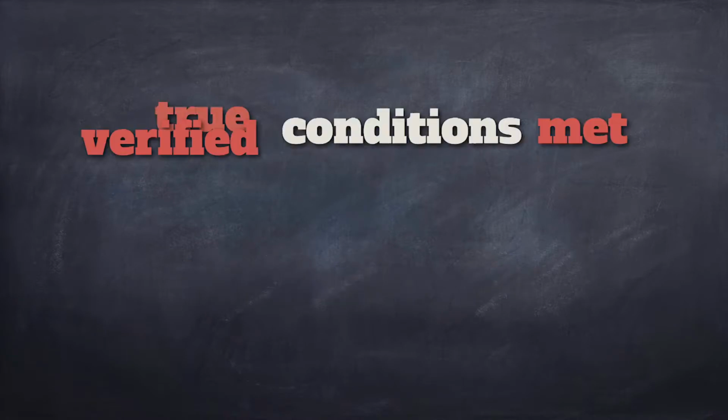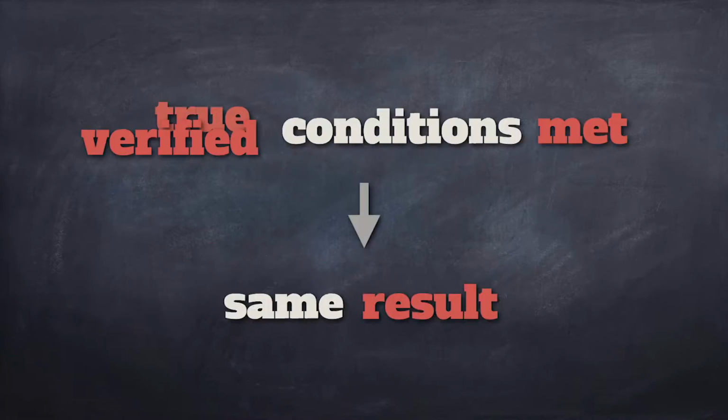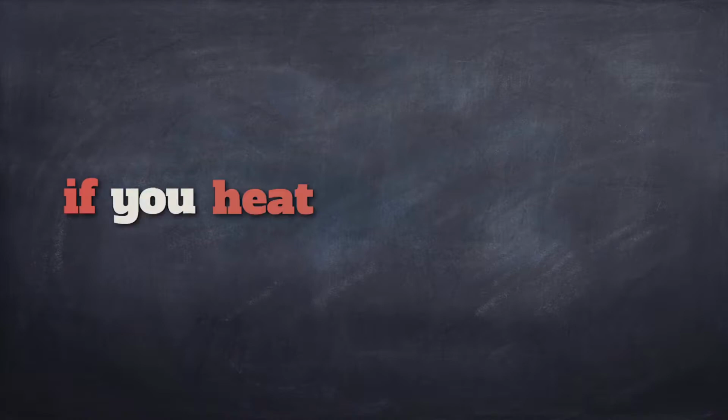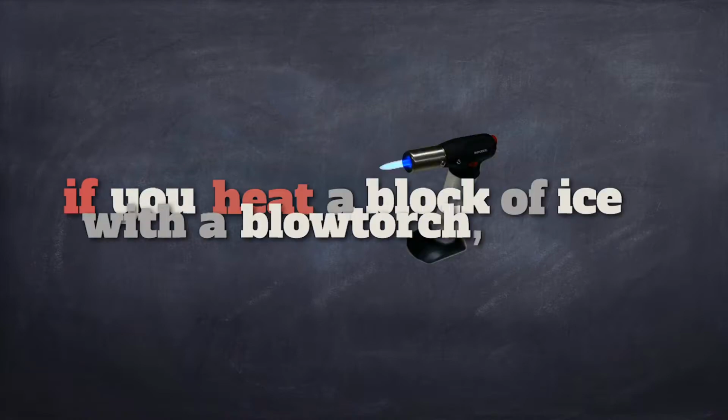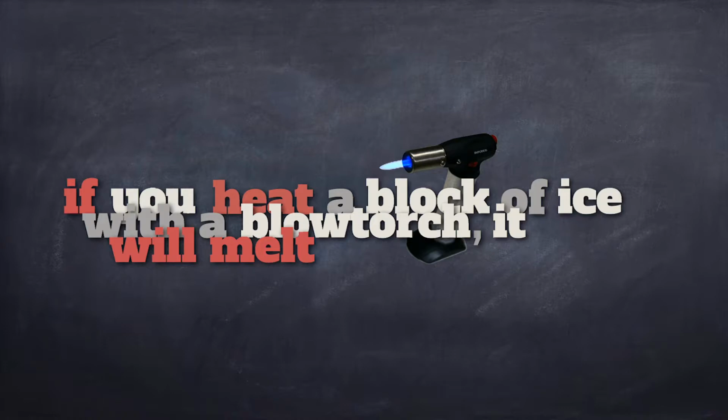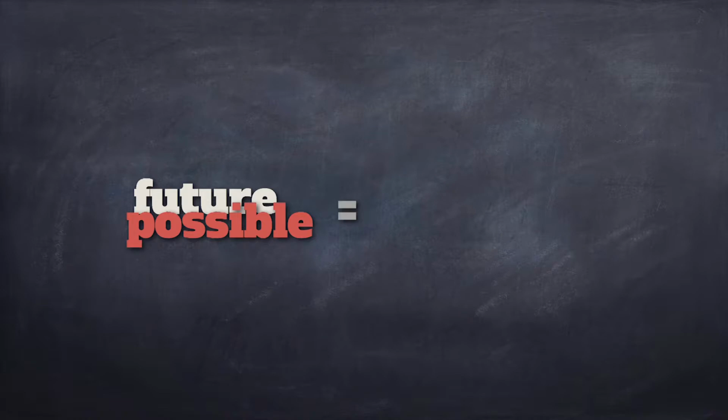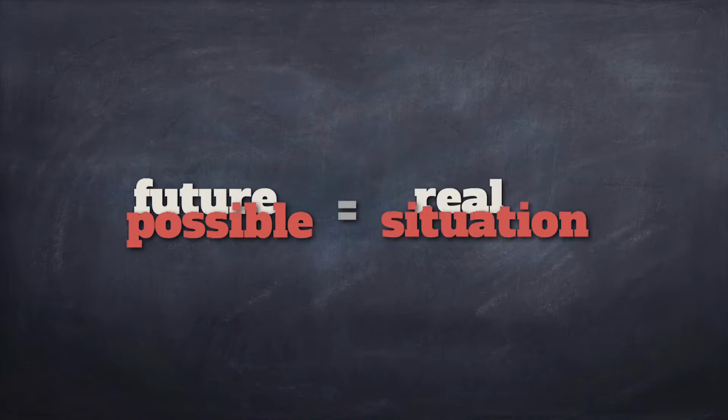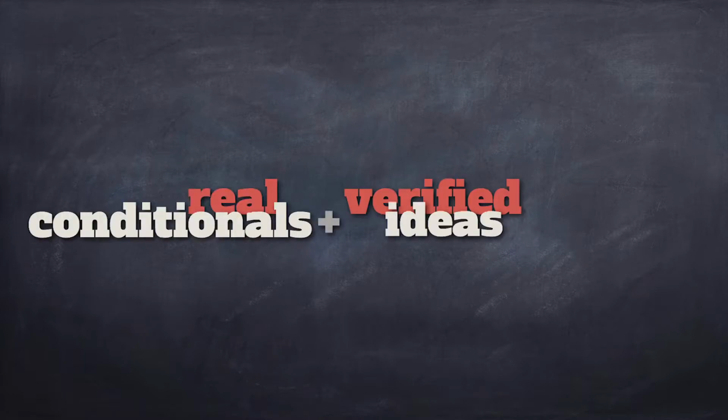We could express the same idea using a first conditional, one that combines a present condition with a future outcome. If you heat a block of ice with a blowtorch, it will melt. When I was a young student, we called this conditional future possible because it actually expresses a real possible situation. Real conditionals express ideas that are so verifiable that we can use when instead of if to introduce the condition.